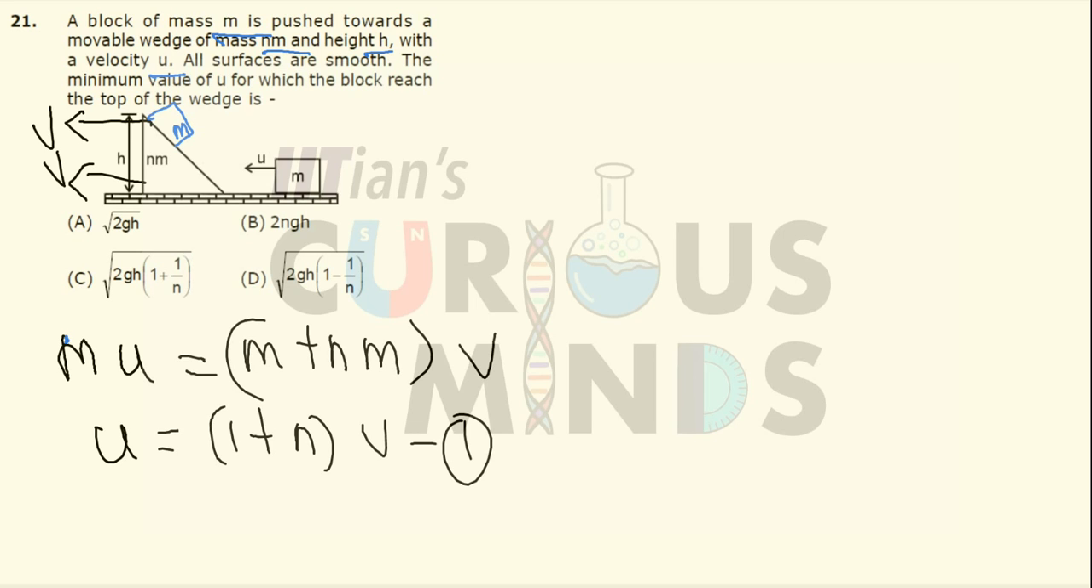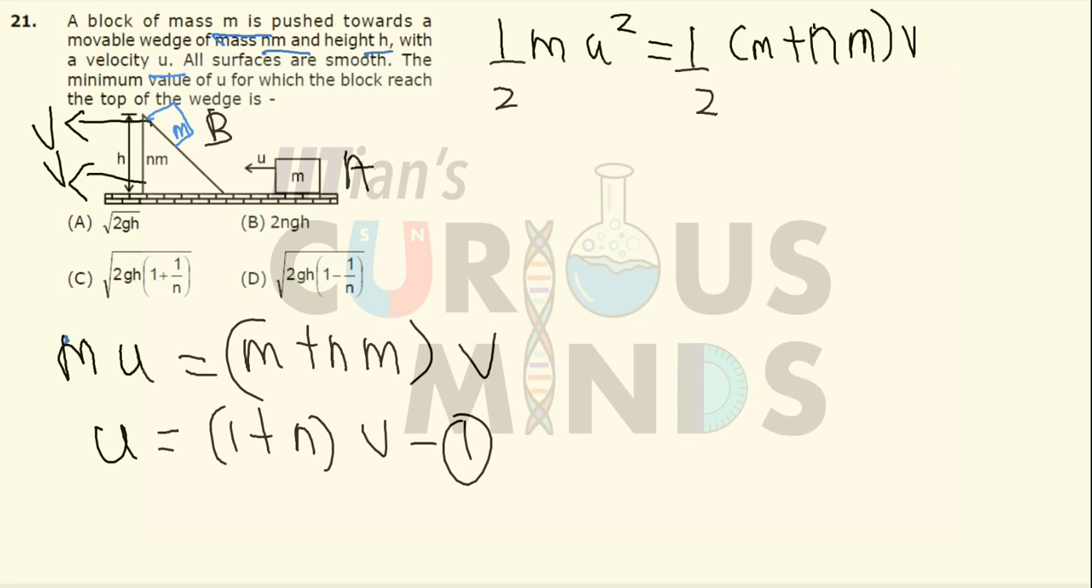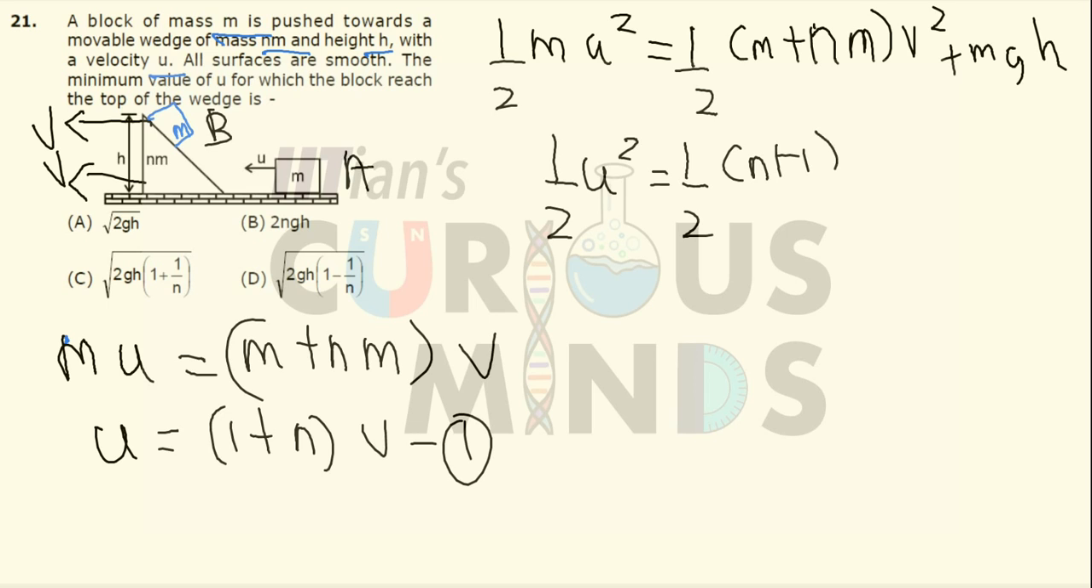By the law of conservation of energy, the kinetic energy at the first point, let this point be A, will be equal to the total energy at the second point. The kinetic energy at the bottom is equal to half m u square, and the total energy at the top will be equal to half (m plus capital M, or nm) into v square, which is the kinetic energy, plus the potential energy, mgh. We have to calculate the value of u. If I cancel out m, half u square will be equal to half (n plus 1) v square plus g into h.